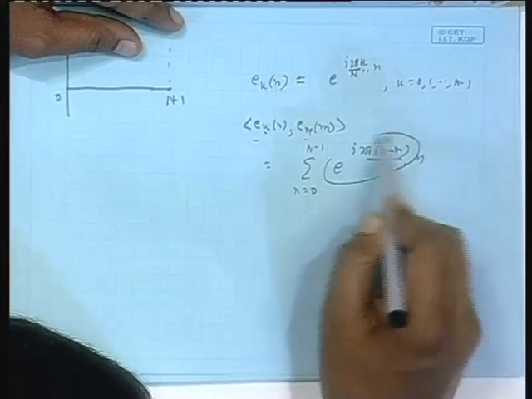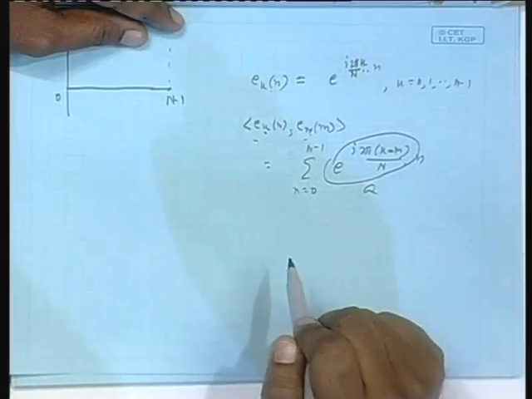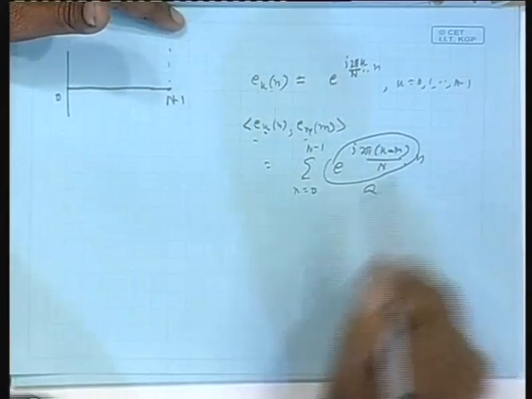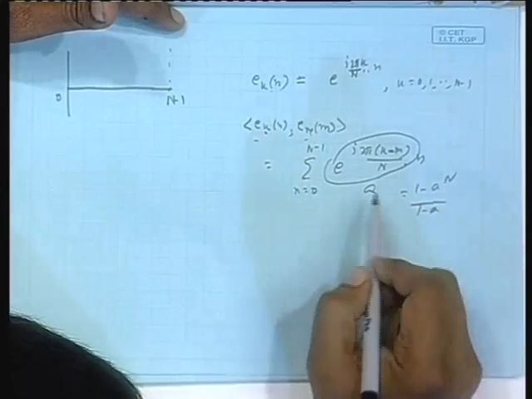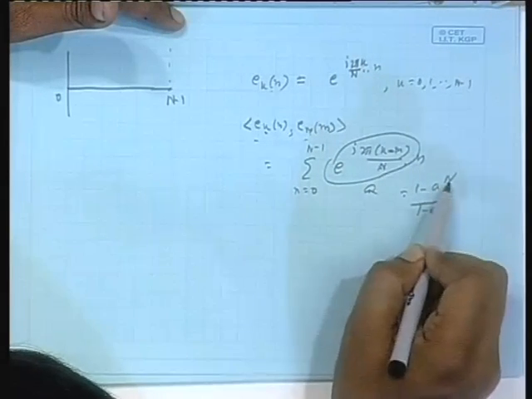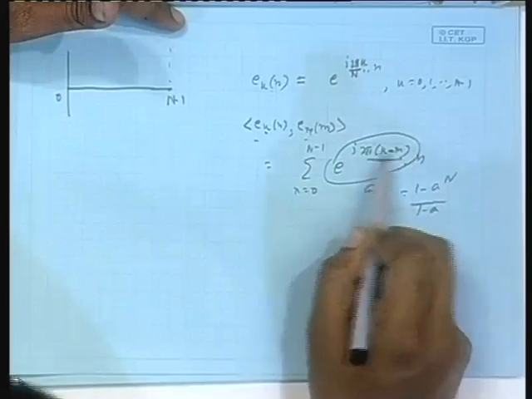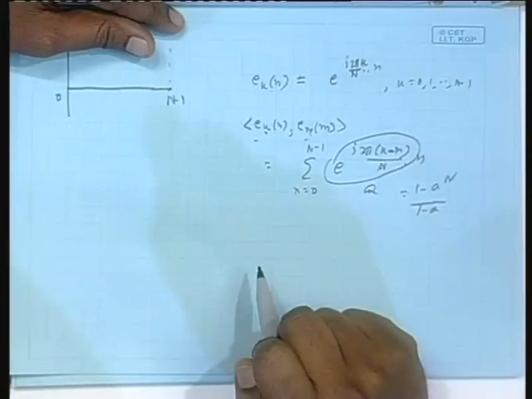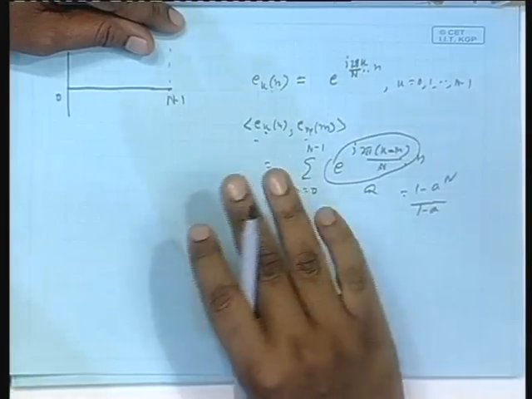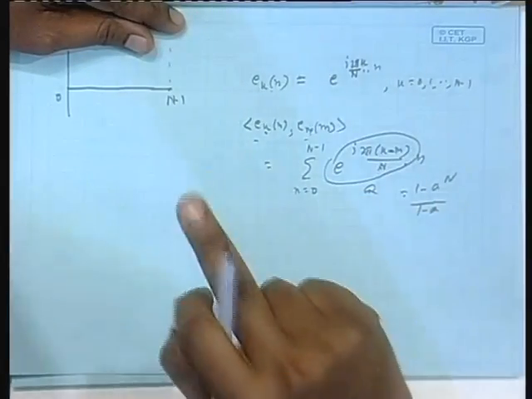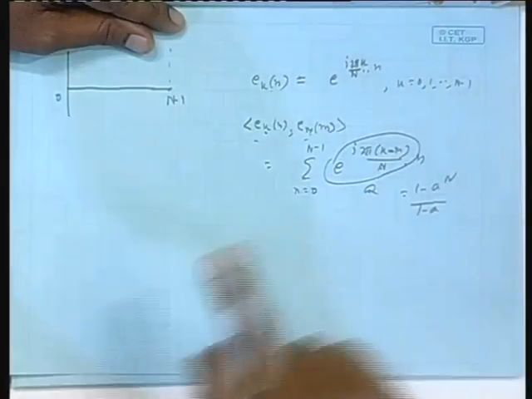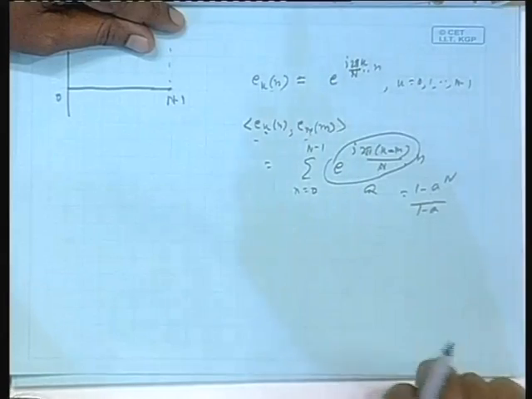If you consider this factor and call it A, it is A to the power small n, a GP series. So its summation is 1 minus A to the power N by 1 minus A, and if you raise A to the power N, the N and N will cancel, e to the power j 2 pi into an integer, which is 1, so 1 minus 1 is 0. Otherwise also, it means what? You are taking a complex sinusoid and summing the samples over an integral number of periods. So that becomes 0.